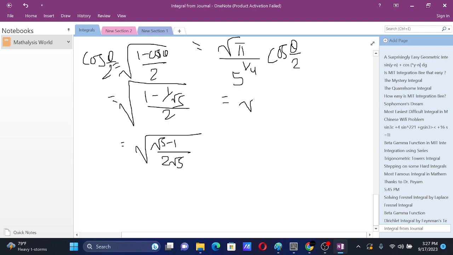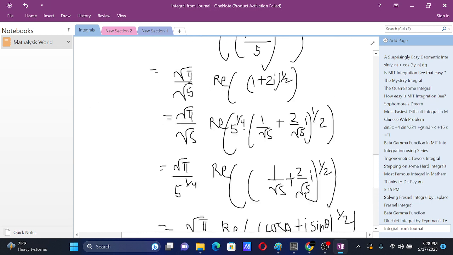So our integral is root pi by 5 to the power 1 by 4, and root under (root 5 minus 1) by 2 root 5. This looks messy, but this is not what we are asked. We are asked I1 square plus I2 square. Now let's also try to find I2.